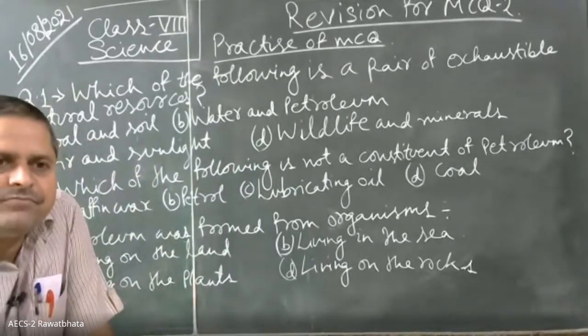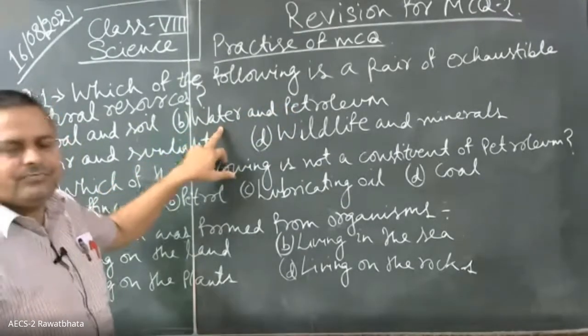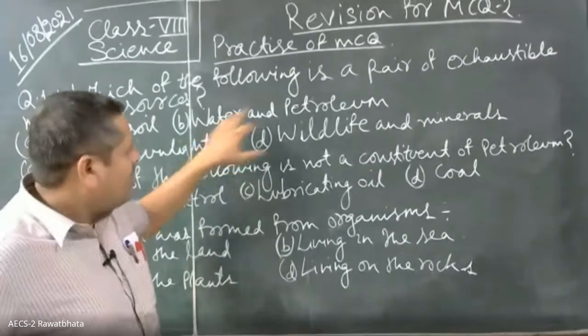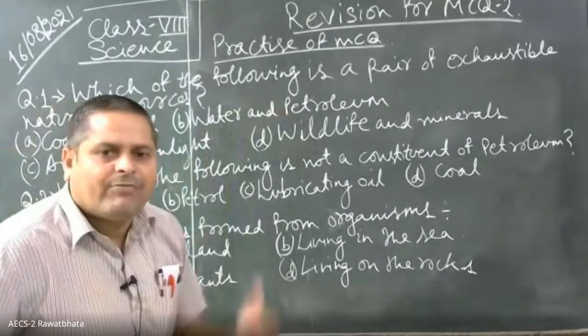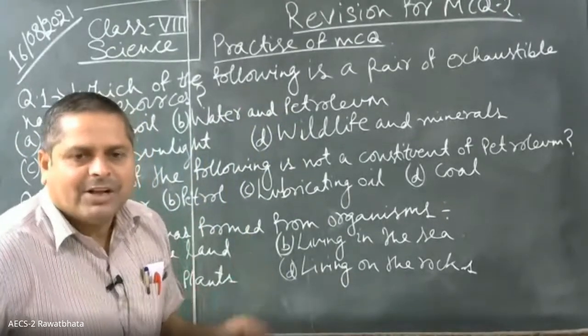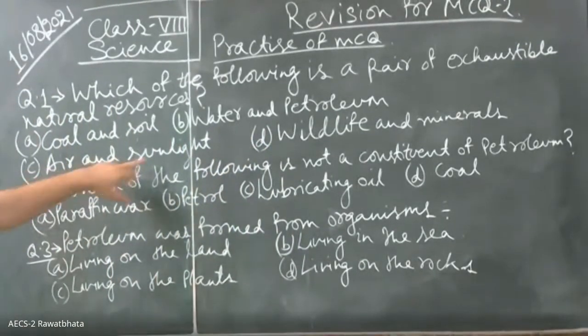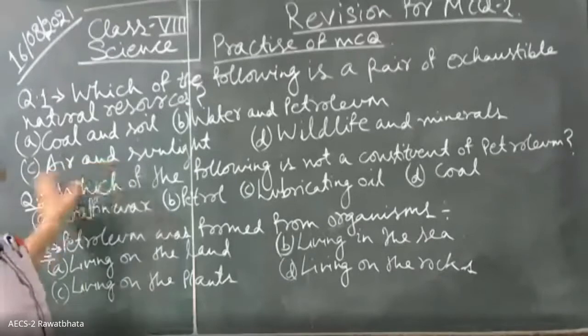Okay, Shubham? Yes, sir. Second one, water and petroleum. What kind of natural resource is water? Inexhaustible, because it can be recycled through the water cycle. But petroleum is exhaustible. So this pair is again one exhaustible and the other inexhaustible, so this is not the correct answer. Next, air and sunlight. Both are inexhaustible natural resources because both are available in plenty.